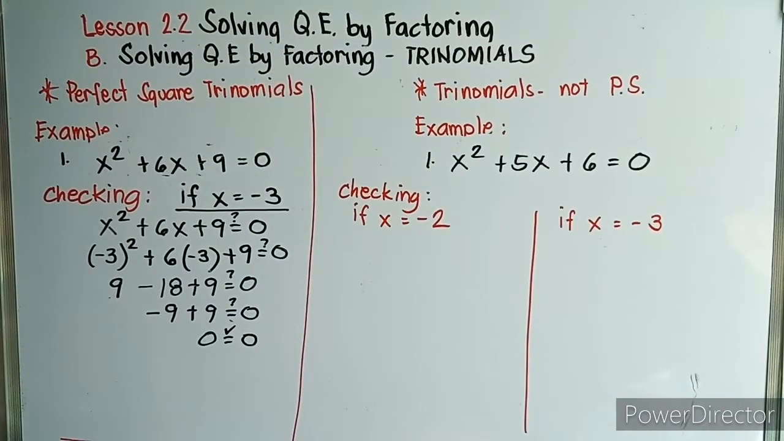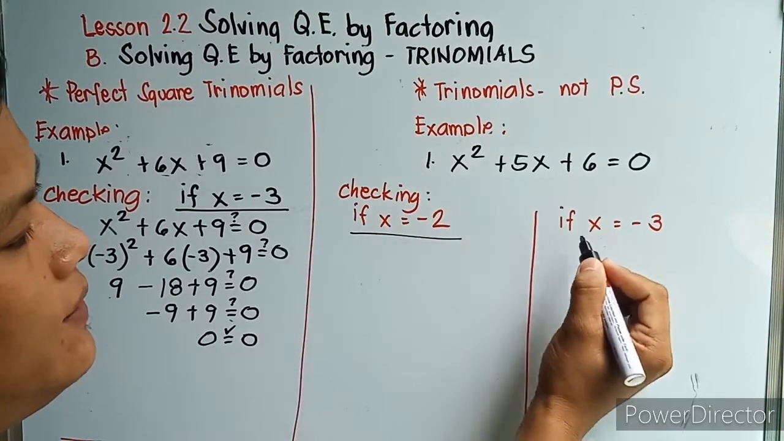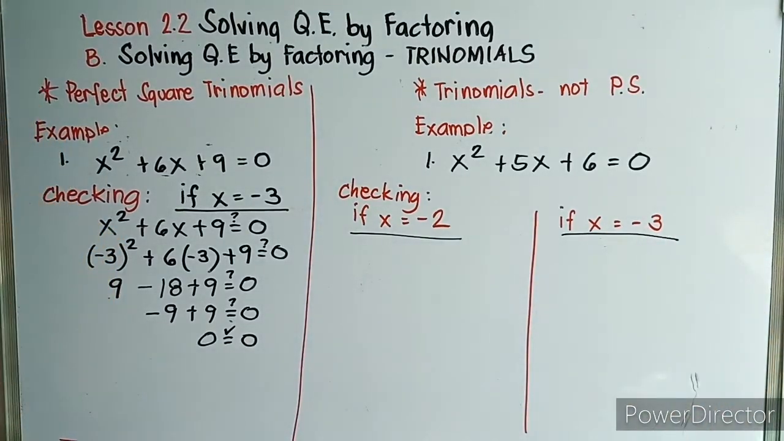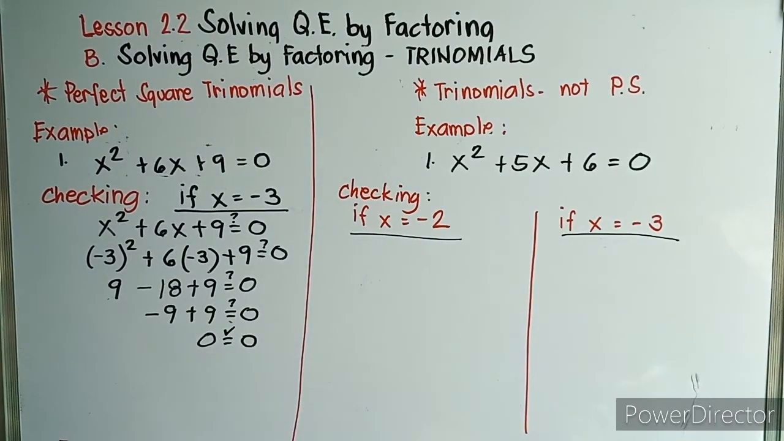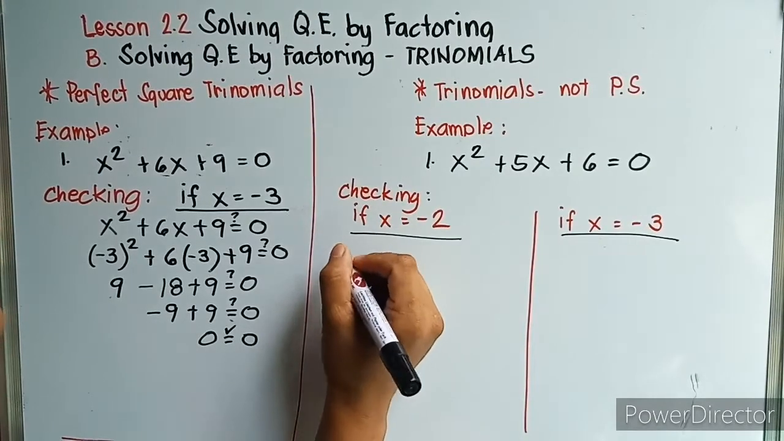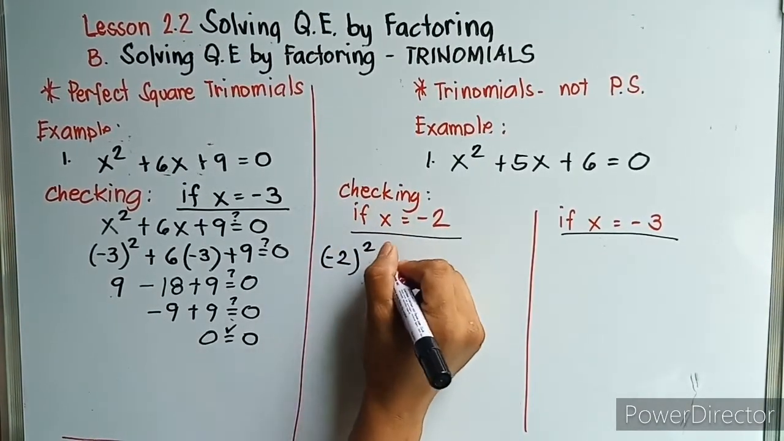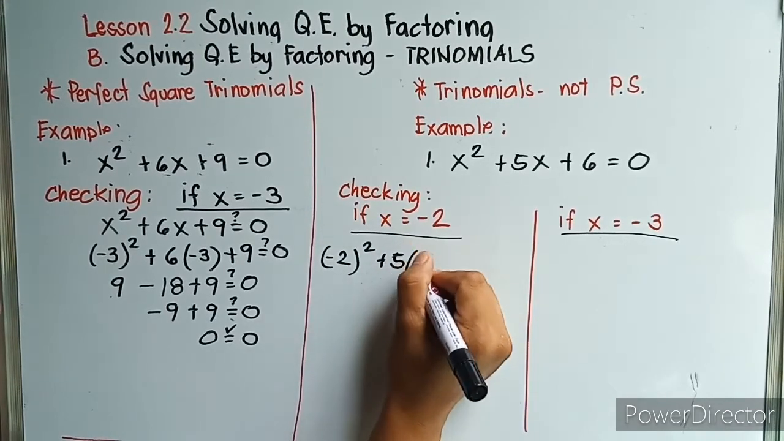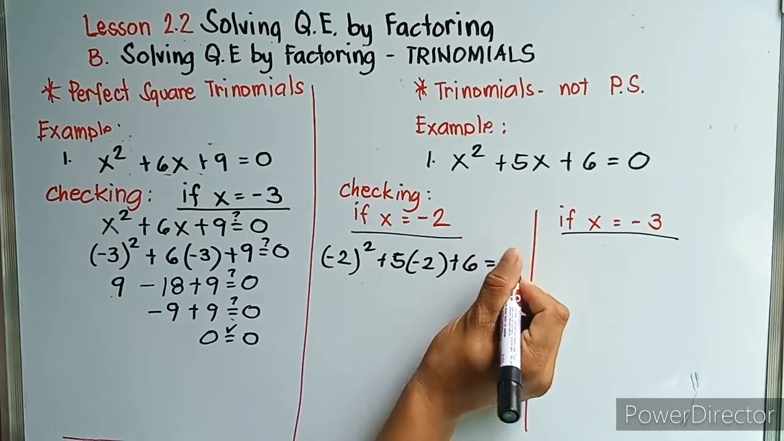Checking for number 2. X squared plus 5x plus 6 equals 0. A while ago, we got the solution x equals negative 2 and x equals negative 3. Let us first check if x is equal to negative 2. Given the equation, we have negative 2 squared plus 5 times negative 2 plus 6 equals 0.